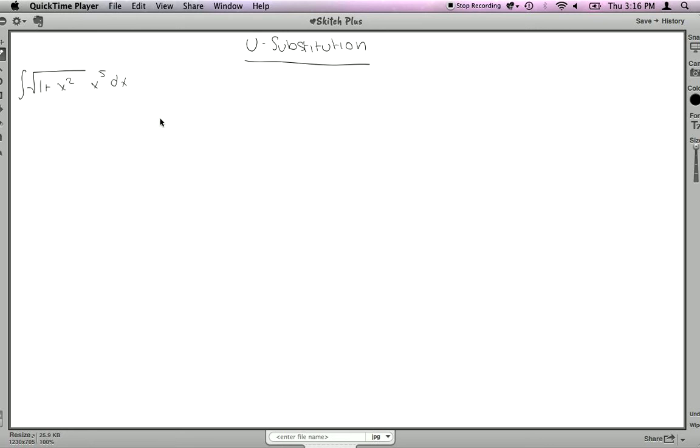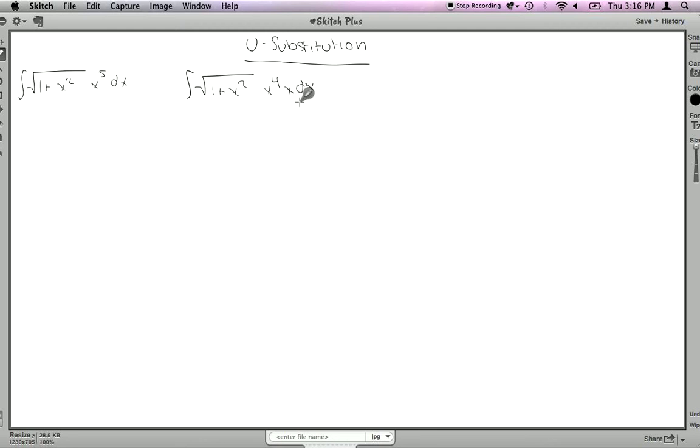So let's start. If you look at this problem, we're going to find the integral of the square root of 1 plus x squared times x to the 5th dx. Now, it may not be immediately apparent, but the first thing I want to do is actually simplify this equation a little bit. So I'm just going to turn this into the integral of the square root of 1 plus x squared times x to the 4th times x dx. Now, a couple reasons for doing this. The first is that having an x dx is generally helpful, and that's pretty key to U-substitution. Not always, but this term generally comes in handy.